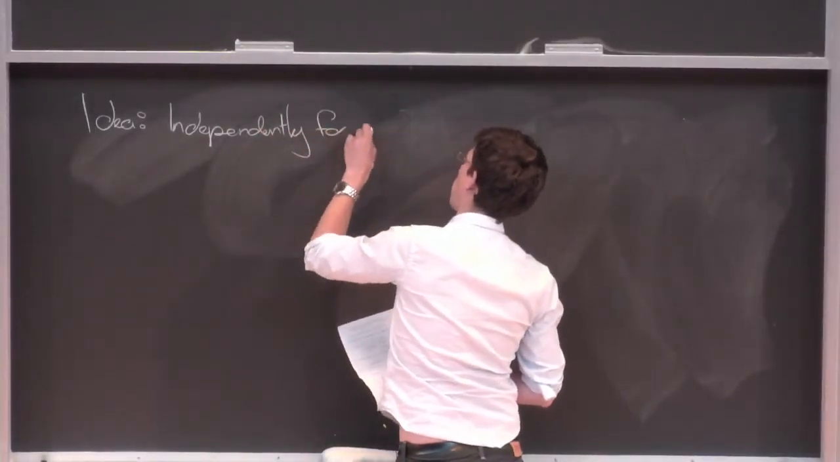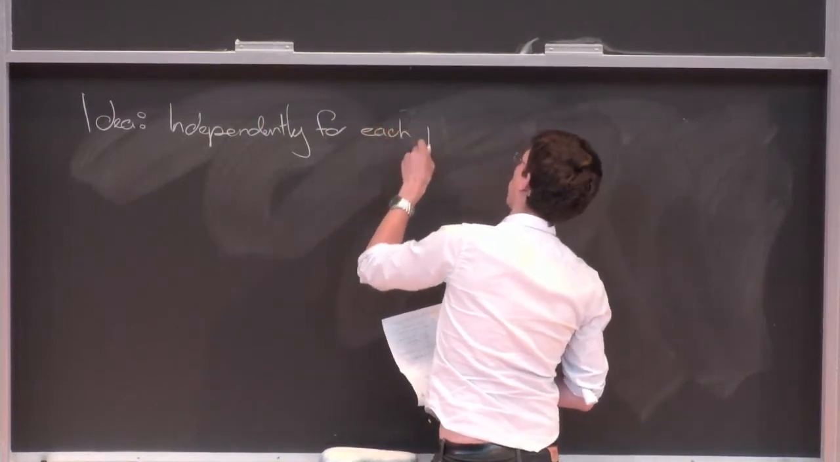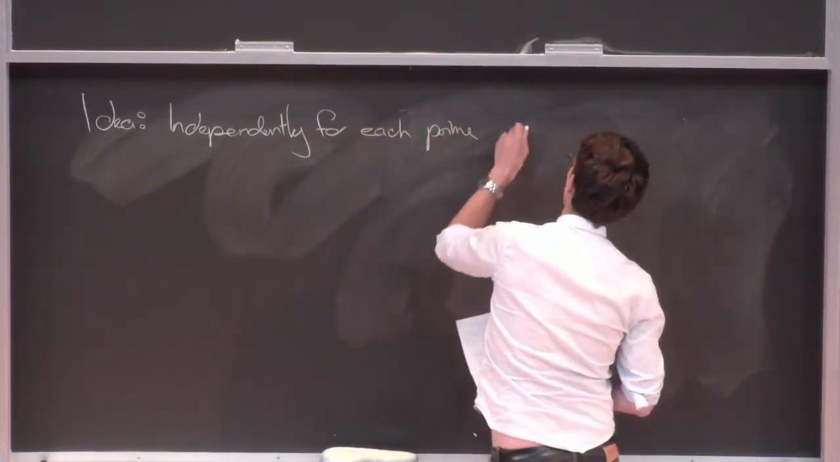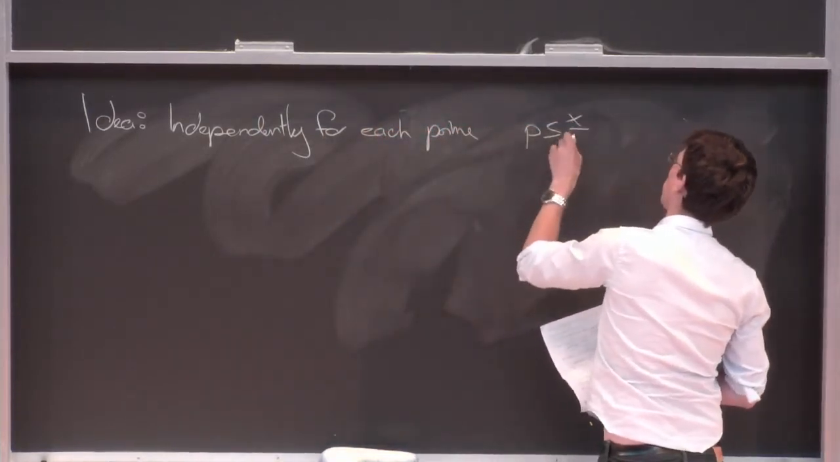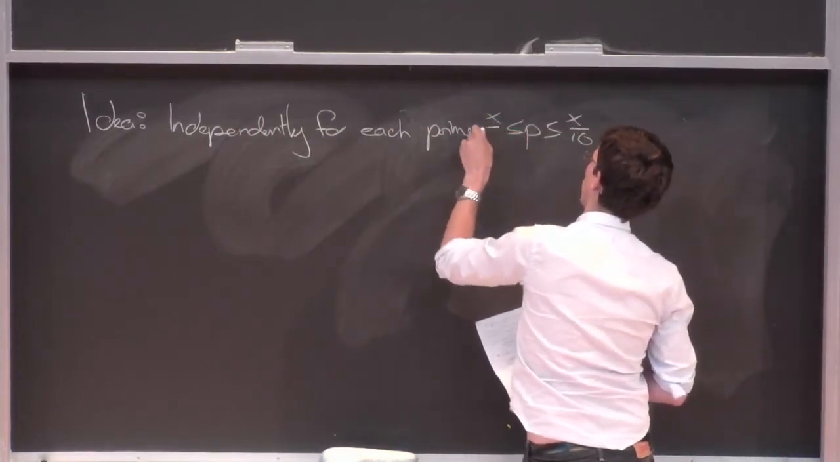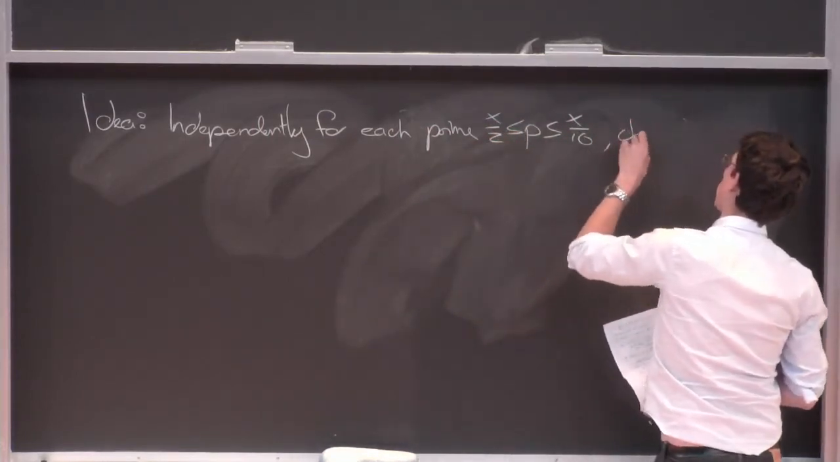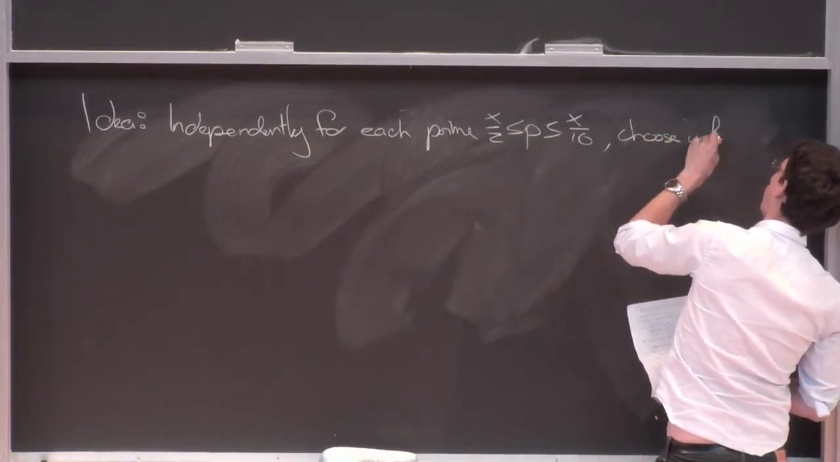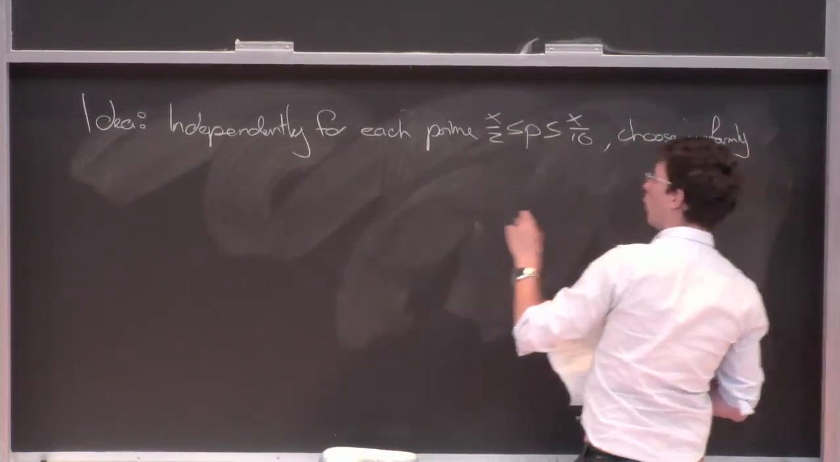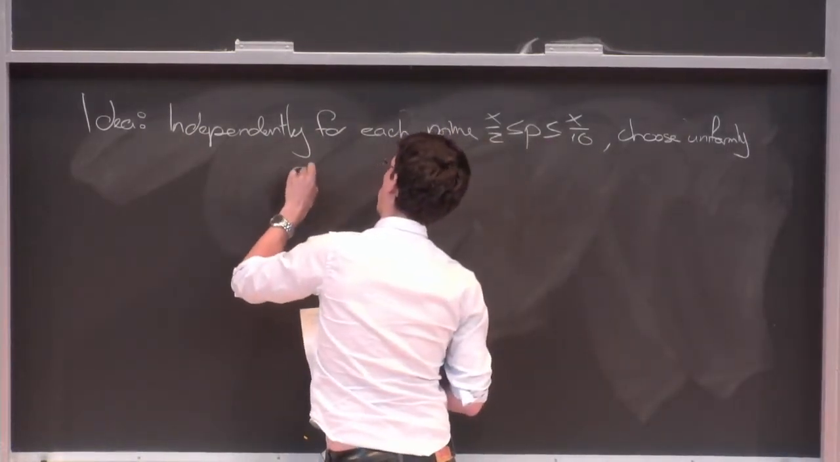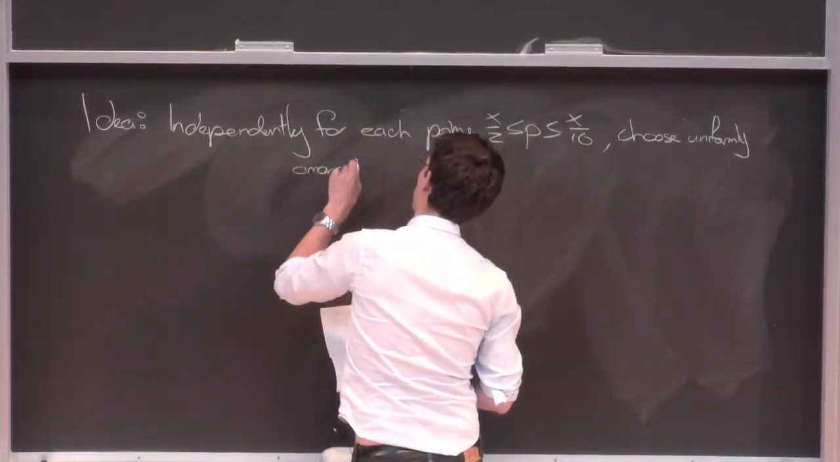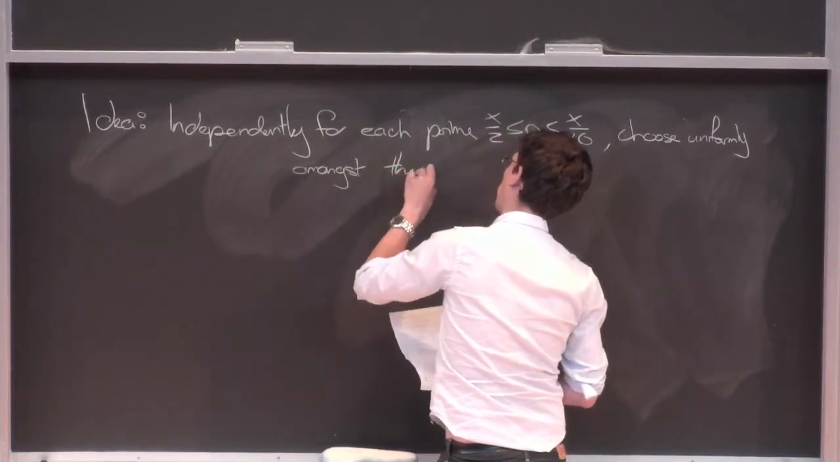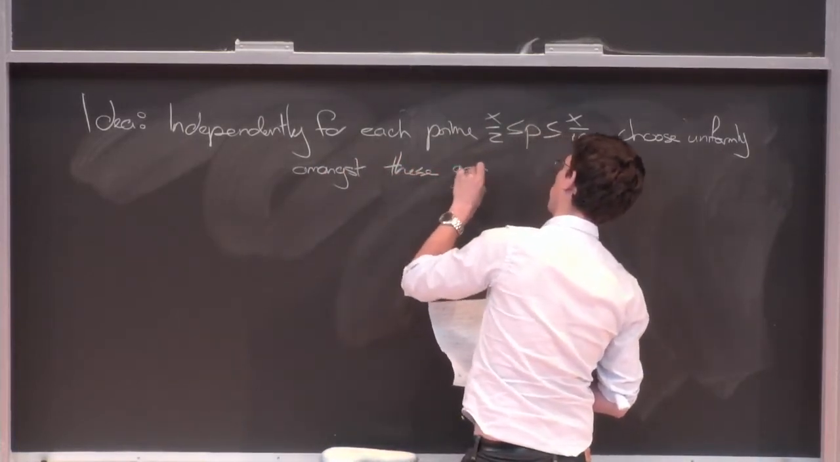Independently for each prime p between x over 10 and x over z, choose uniformly amongst these good residue classes.